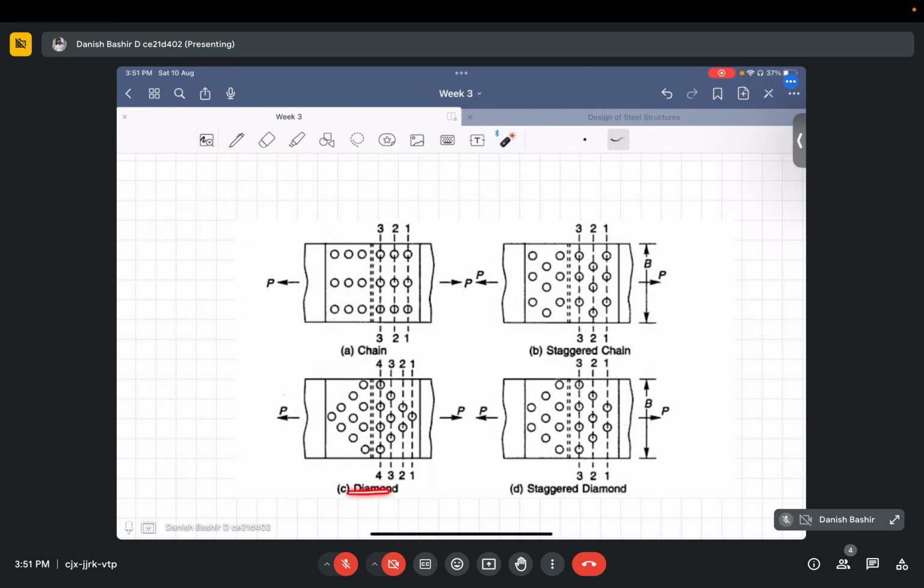Same in diamond. This is diamond riveting, in the same row like this, but there is staggered diamond riveting like this. Okay, loads are being applied like this. This is staggered diamond riveting. These are the four types of riveting patterns. One, two, chain riveting, staggered riveting. Third, diamond riveting, and fourth is diamond staggered riveting. Okay.